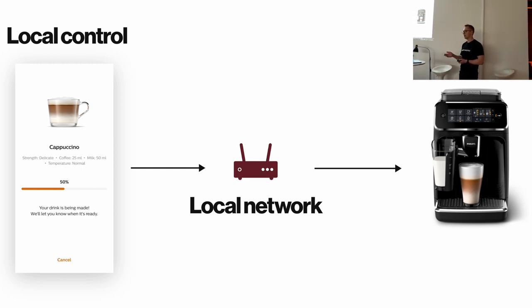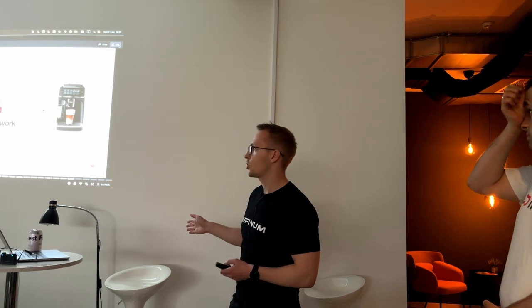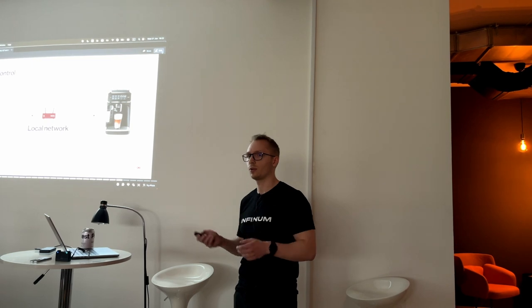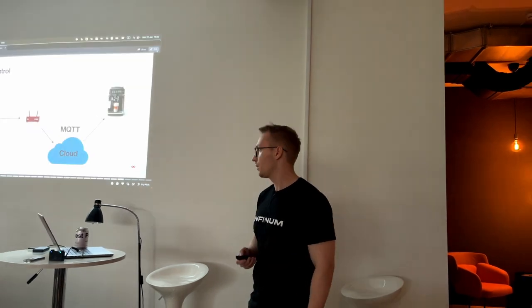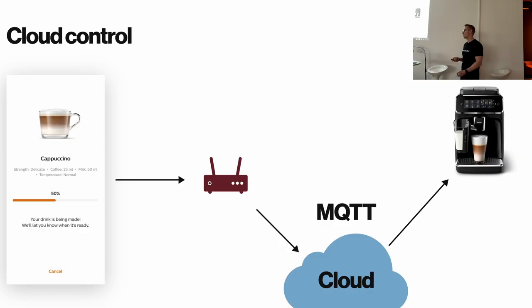In this case, when you send a request, for example brewing coffee, that request goes to the router, and the router redirects the request directly to the machine, so the request never leaves the local network and doesn't go through the internet. The other approach would be to have cloud control, and here what happens is when the request comes to the router, the request is sent to the cloud, and then the cloud delivers that request for brewing to the machine.